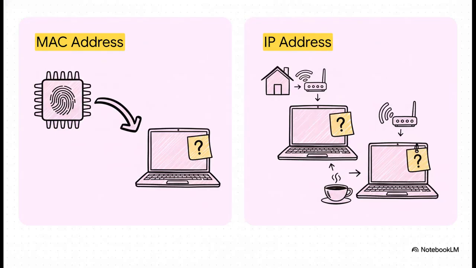So what's the difference? It's pretty simple. A MAC address is like your device's fingerprint. It's a permanent serial number that's burned into the hardware at the factory. It never ever changes. An IP address, on the other hand, is like your home address. It tells the network where you are right now. When you take your laptop from your house to a coffee shop, your MAC address, the fingerprint, stays the same, but you get a brand new IP address from the coffee shop's network.